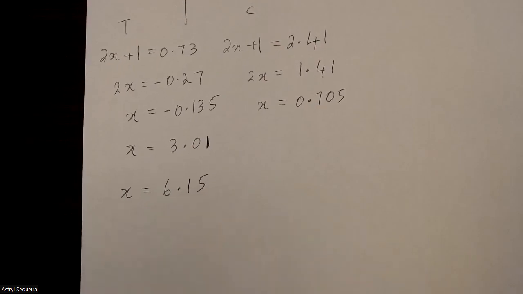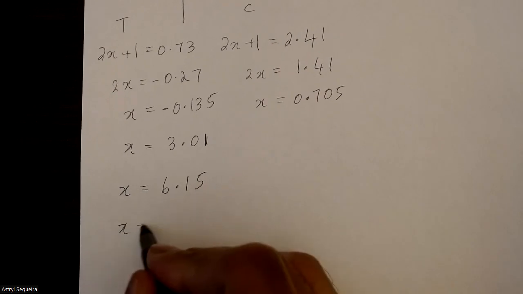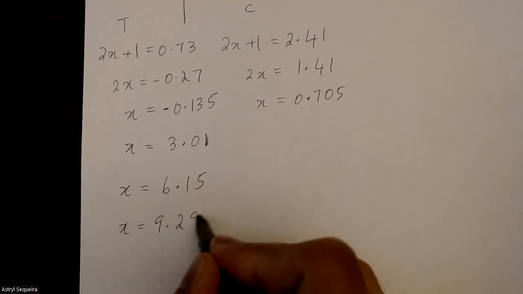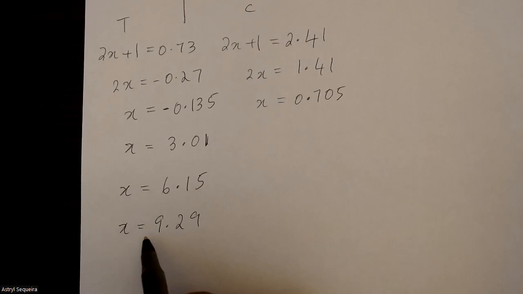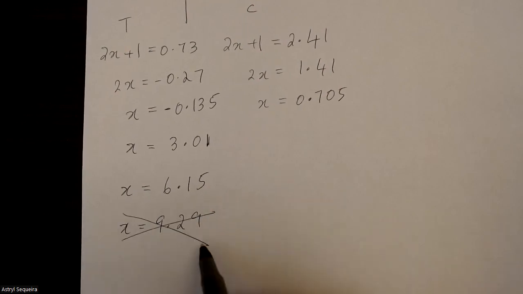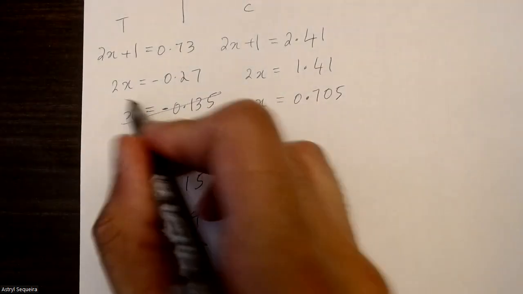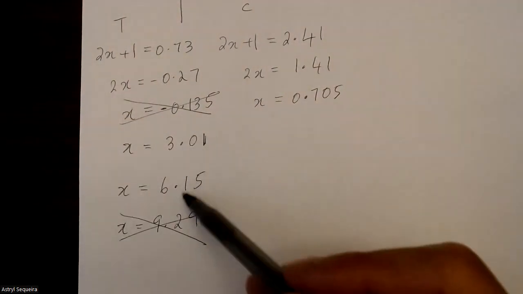Let me add another pi to see what happens. If I add another pi, I'll get 9.29, and this is too big. It's much bigger than 2 pi. 2 pi is 6.28. This solution is no good. This one is too small. It's no good. So I got two good solutions here.